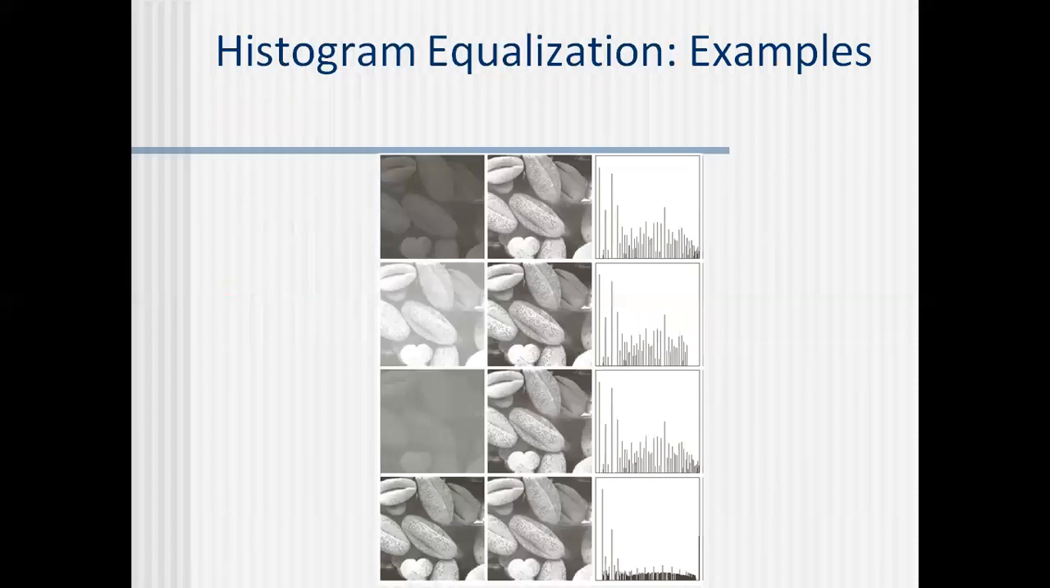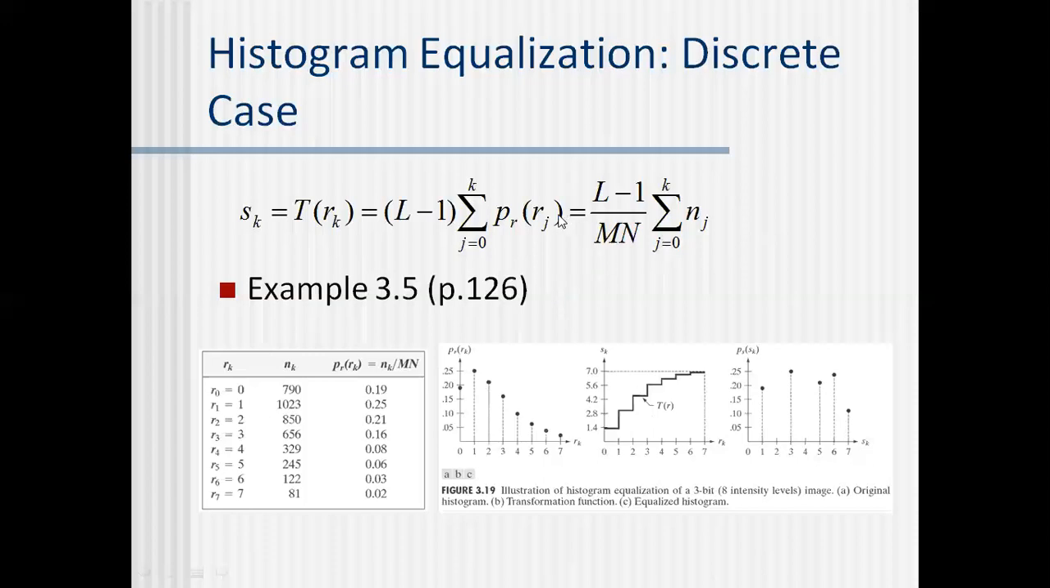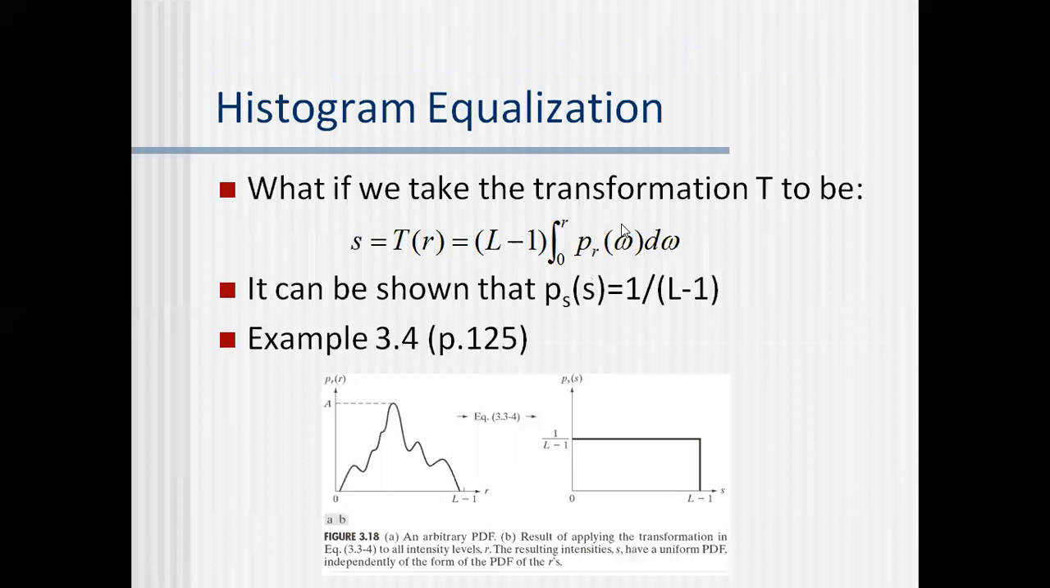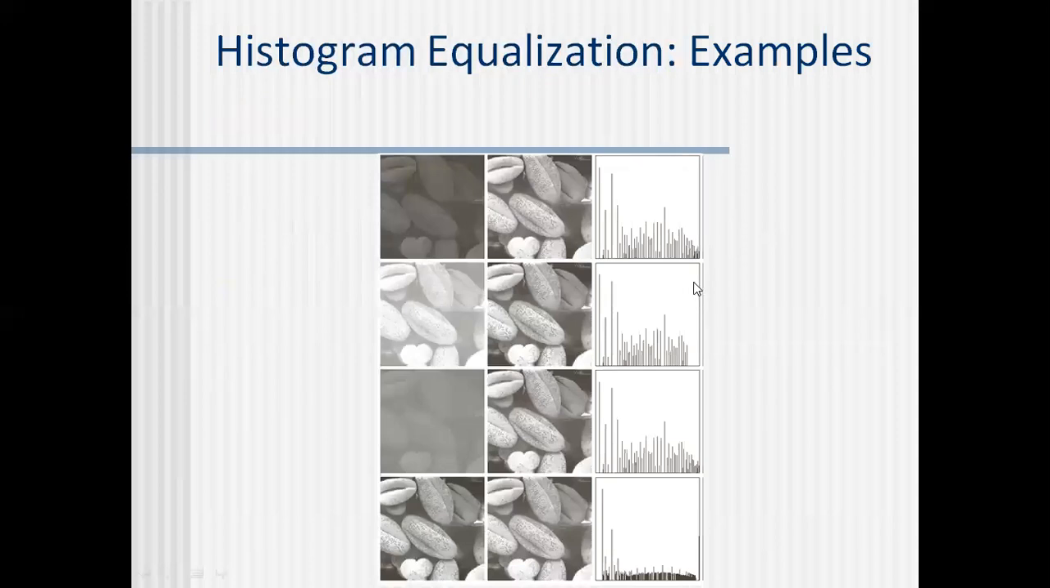Next, histogram equalization. We already discussed this one. PS of S is equal to 1 by L minus 1. So 1 by L minus 1: if it is 2, this is 1 by 2. If it is 4, this is 1 by 4. Likewise, we can get different contrast levels. Examples for this are a dark image, a bright image, a low contrast image, a high contrast image. Like this, we can equalize the image from low contrast to high contrast.